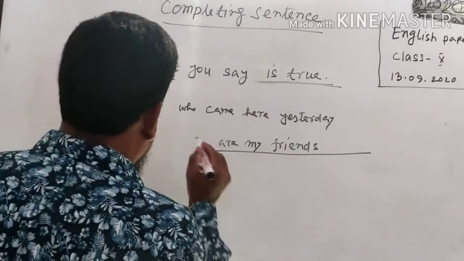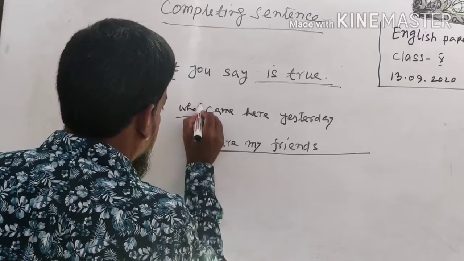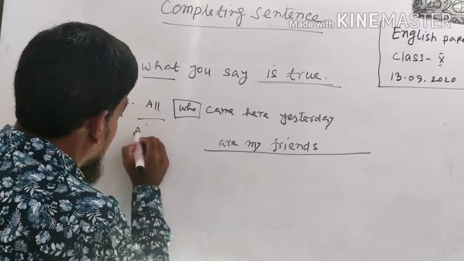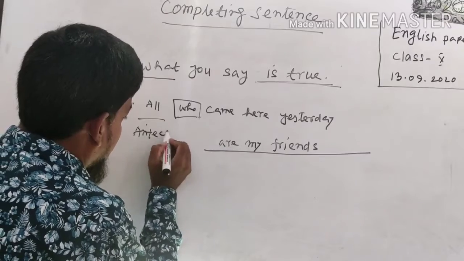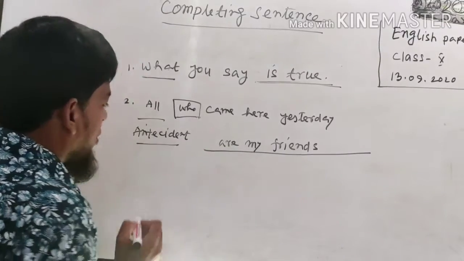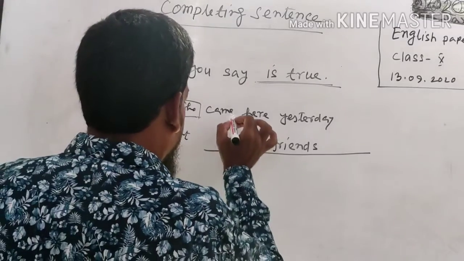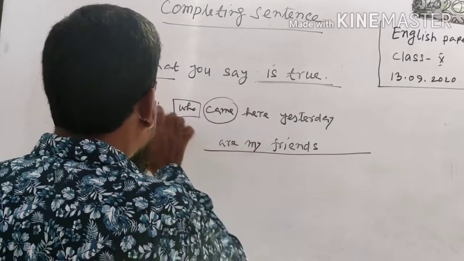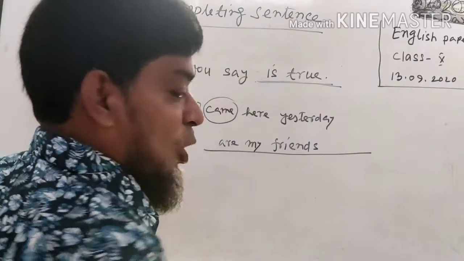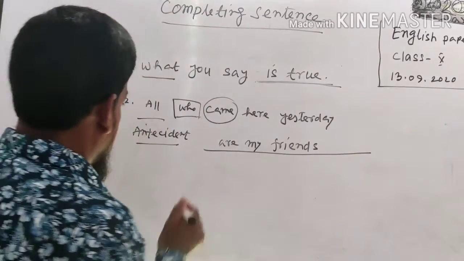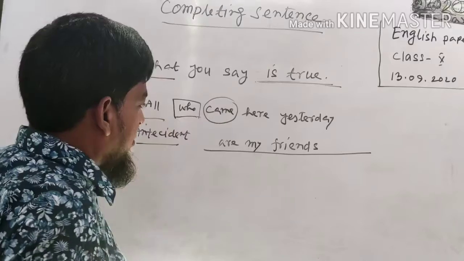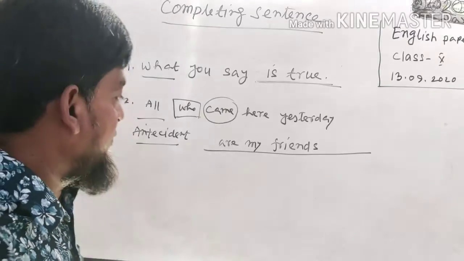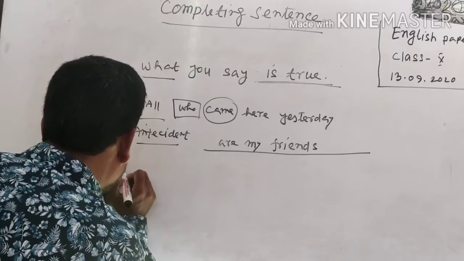Here, who is the relative pronoun, and all is the antecedent. So, here the verb came has been used according to the subject or antecedent all. Here came has not been used according to who.